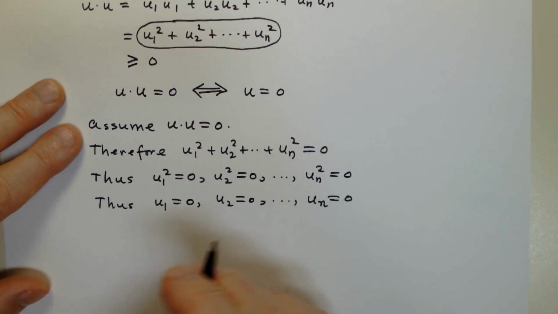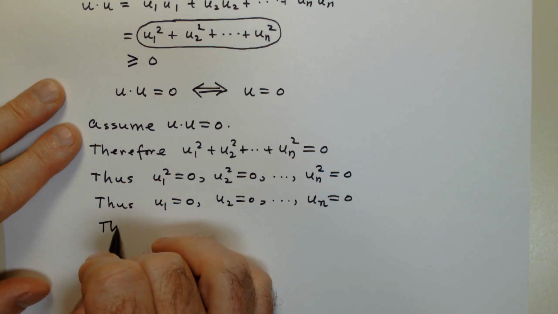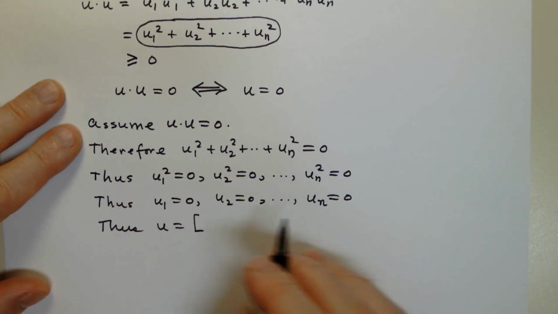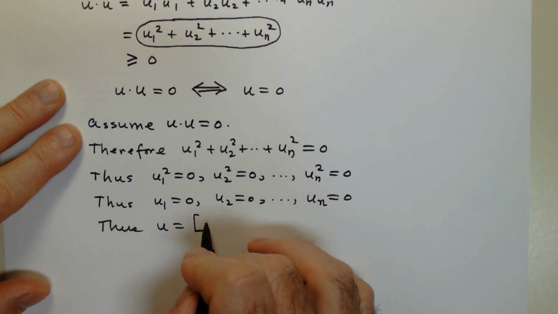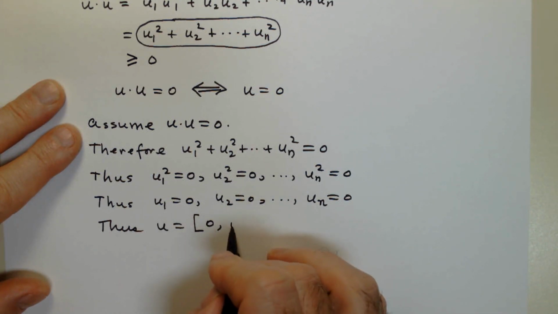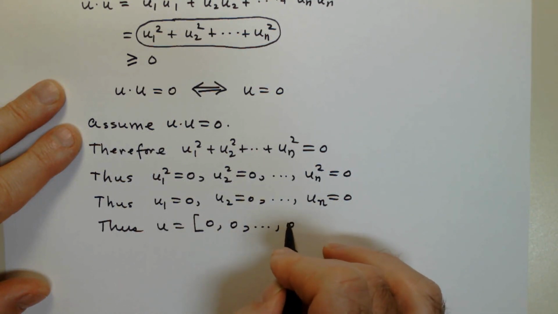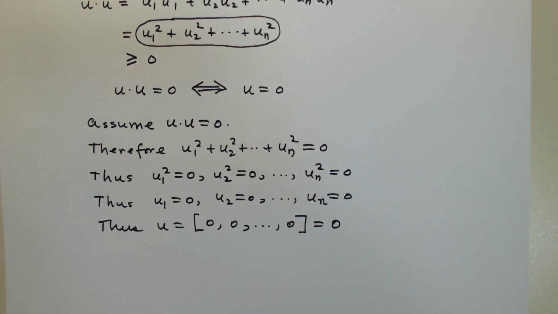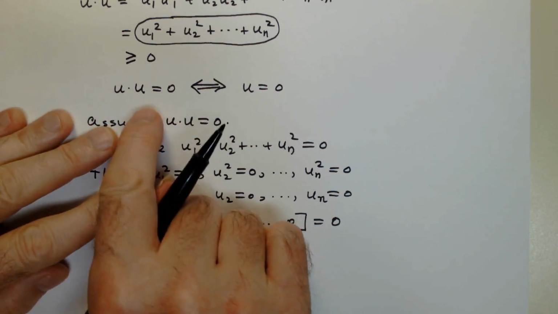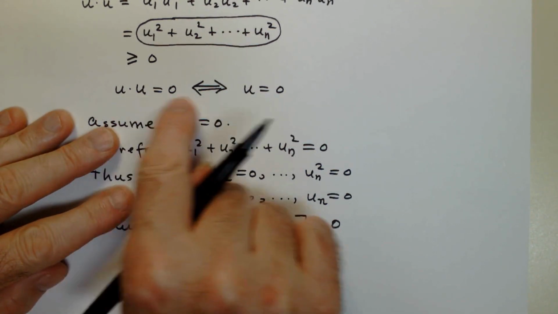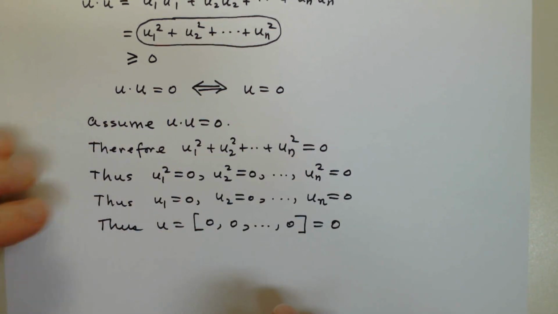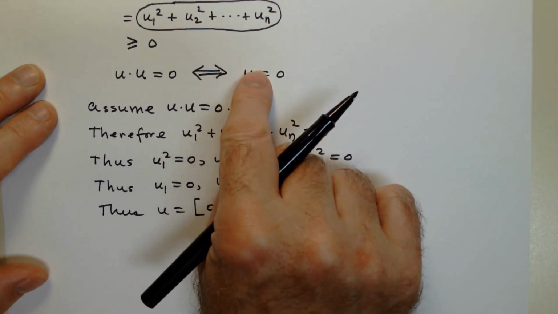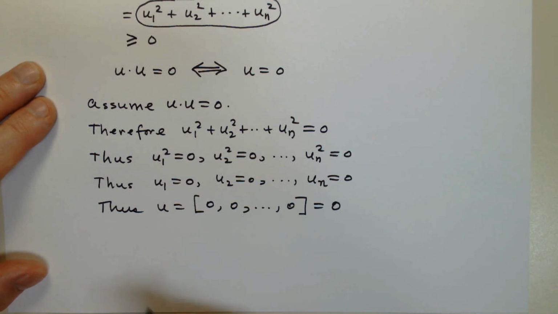And what does that mean? That means that the vector u consists of components that are entirely 0. It's 0, 0, 0, and that's exactly what we mean by the 0 vector. Okay, so we've shown this direction: u dot u equals 0 implies u equals 0. The other direction is actually quite a bit simpler. Let's assume that u is equal to the 0 vector.